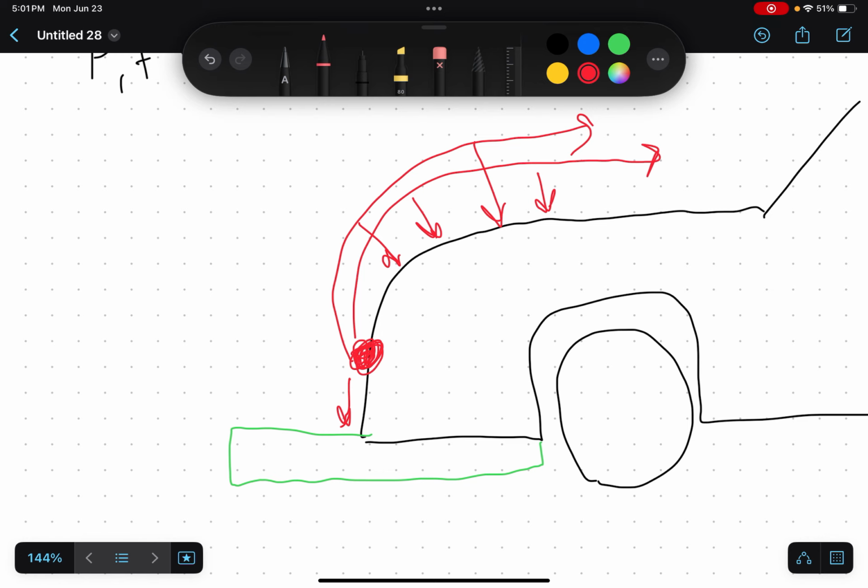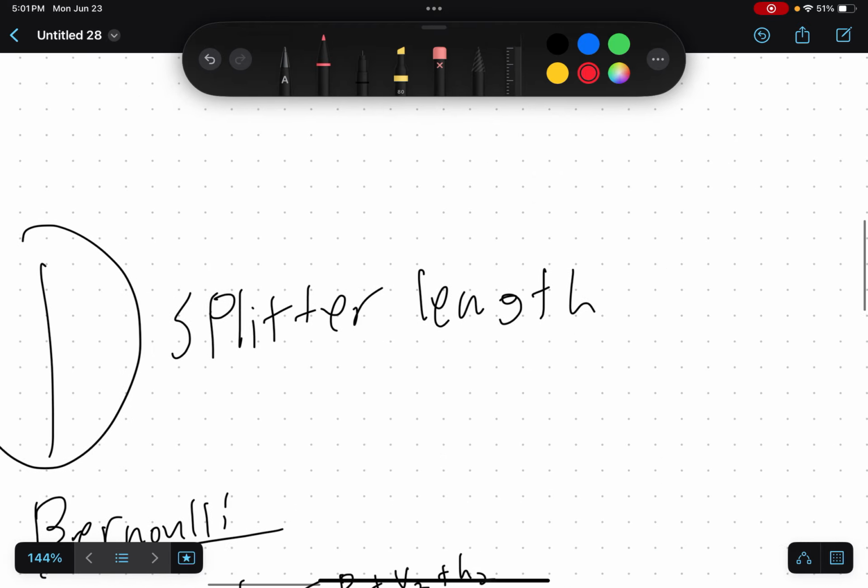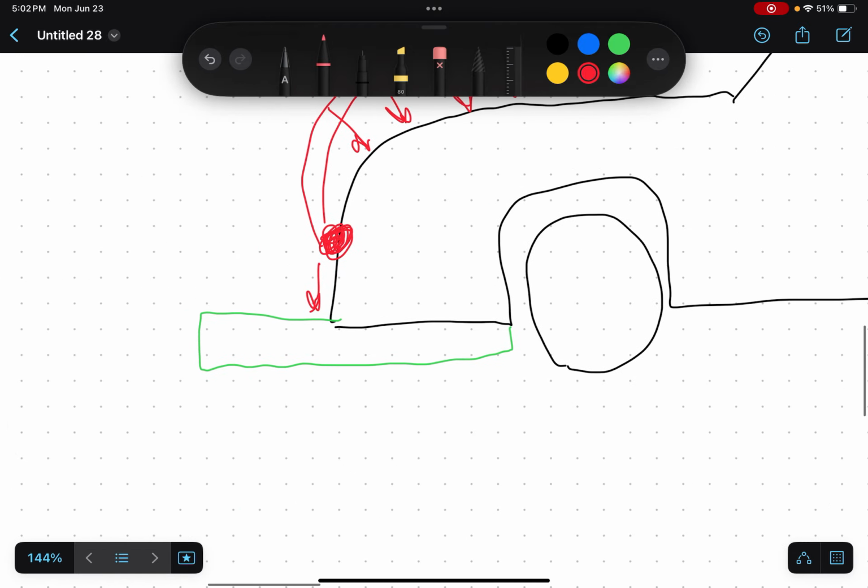But anyways, the first reason that you have a splitter is because it stops this high pressure stagnation air from going underneath the car and producing lift. Now, why does a splitter length matter? Well, let's start out with a short front splitter. If you have a short front splitter, like it ends right there, the high pressure air could go around that front splitter and it'll still produce lift.